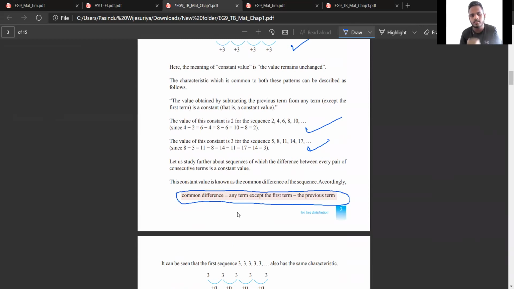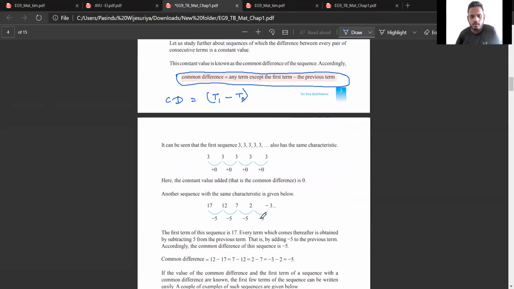Common difference is any term except the first term, because it is any term minus the previous term. The reason that we are not getting the first term is you have no previous term before the first term. So common difference is any term minus its previous term. This is just something to remember. Just remembering the word equation is totally fine.